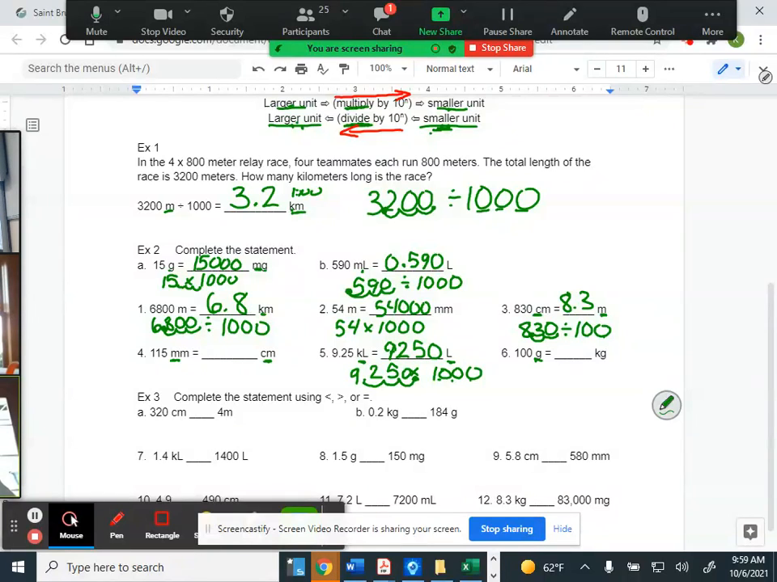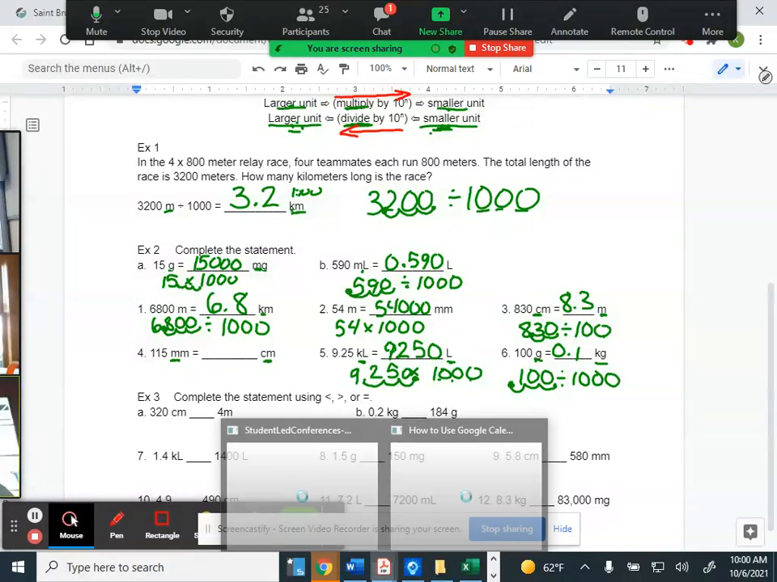Going from grams to kilograms, it's going from small to large, so we are going to divide. Kilo means 1,000, so we're dividing it by 1,000. So we're going to move that decimal place over 3 places. So really you're working on moving those decimals.